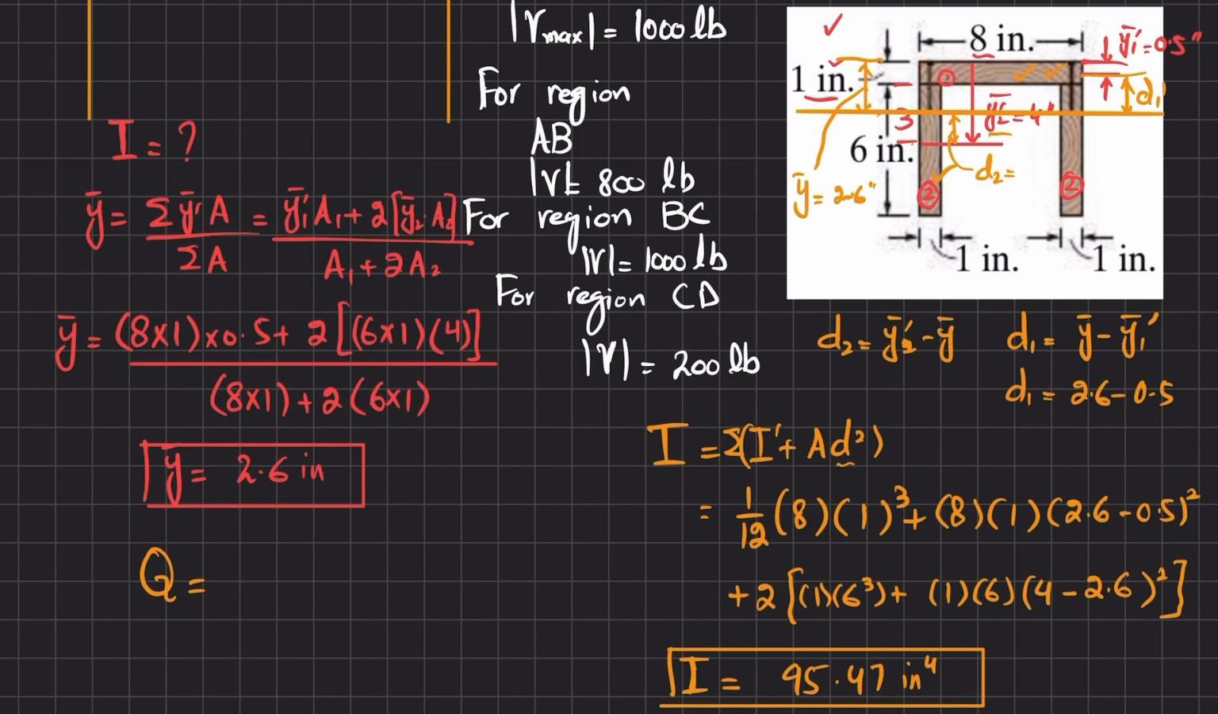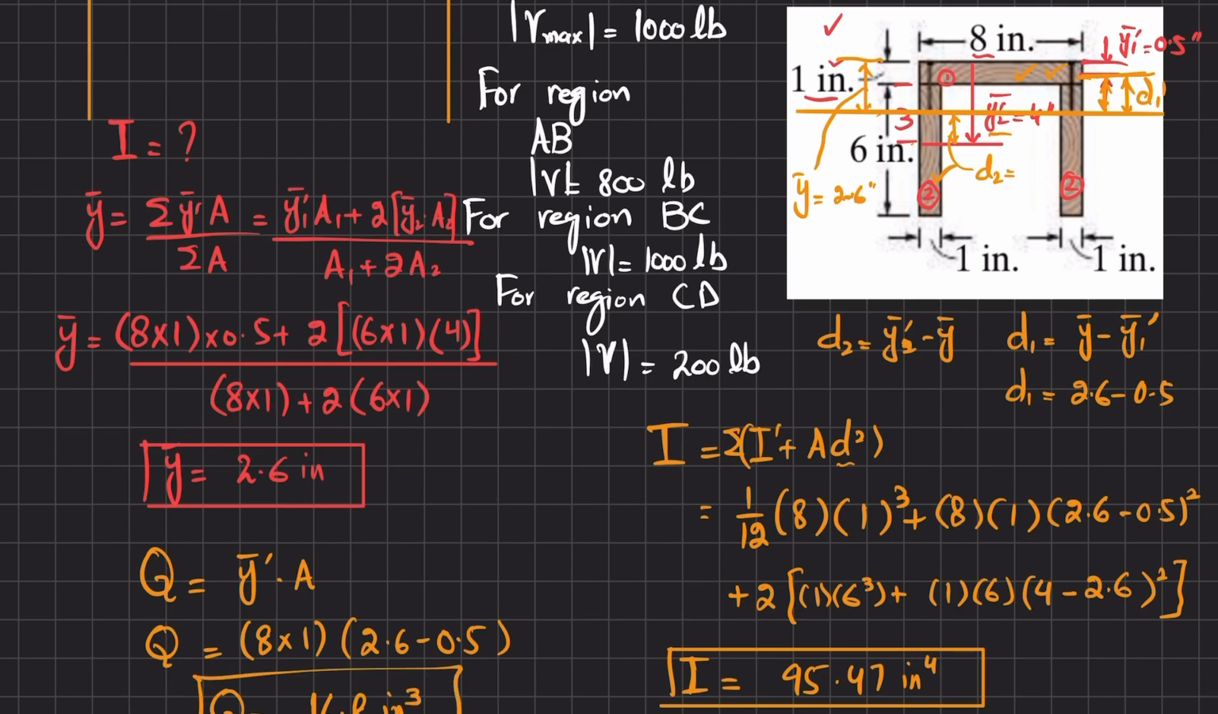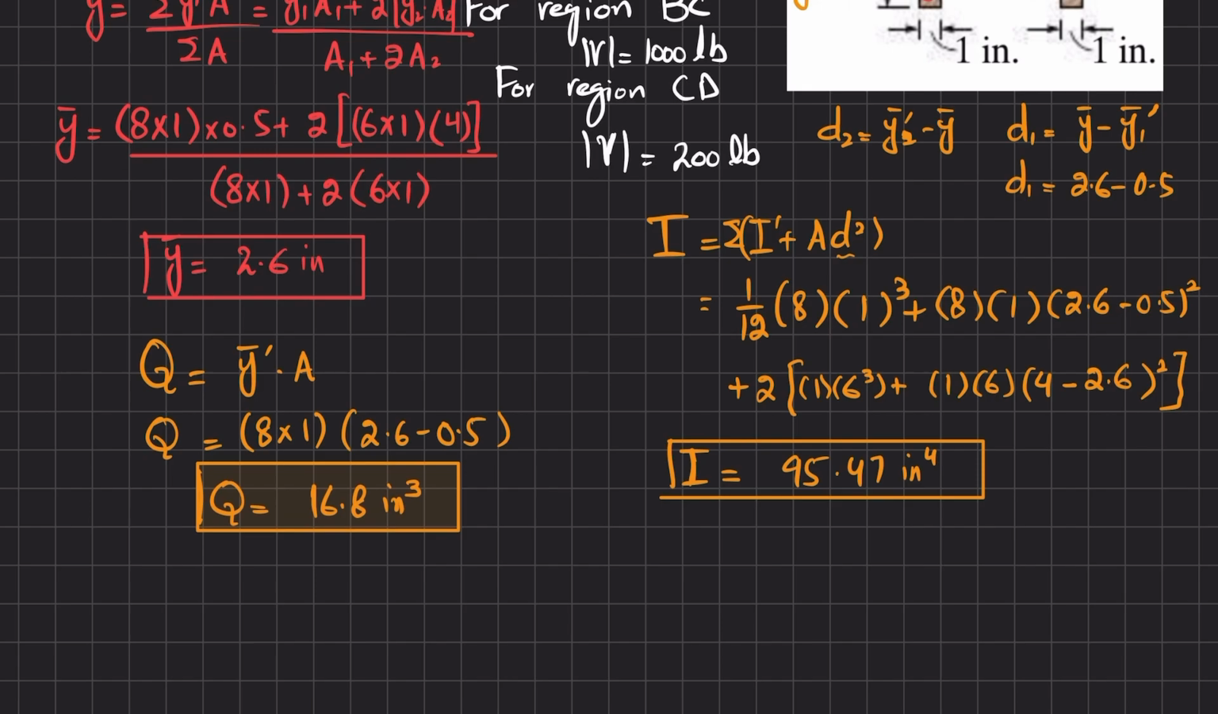We know that Q is equal to y dash bar into A. So the area is 8 into 1. Clear? And what will be y bar? So y bar is the distance from the neutral axis till the mid of this. This distance is y bar, and this distance is equal to y dash, which is 2.6 minus 0.5. So when you solve this, you will get Q as well. So Q will be equal to 16.8 cubic inch. Now we will move on to the different regions.